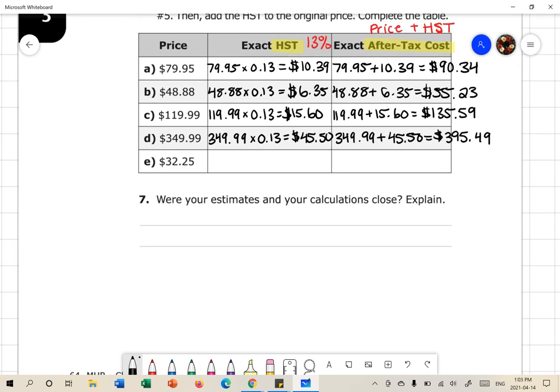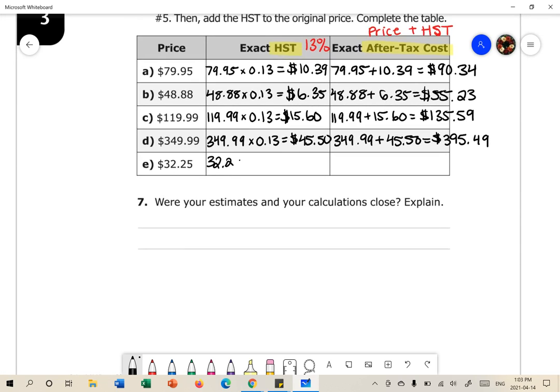And finally, $32.25 times 0.13 is equal to $4.19. So the exact after-tax cost is $32.25 plus $4.19, which is equal to $36.44.